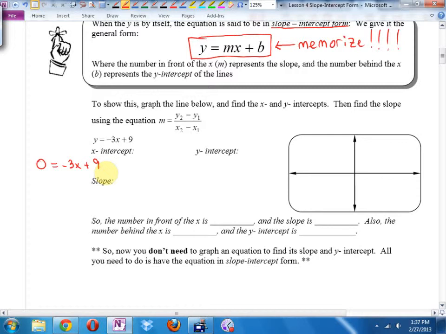Yes, Curtis? I think plus the 3x to the other side. It's the same equation. You could minus 9 from both sides, but hopefully you picked up, Marcus, that if I can get rid of a negative x, I will. 3 times what is 9? The x-intercept is 3.